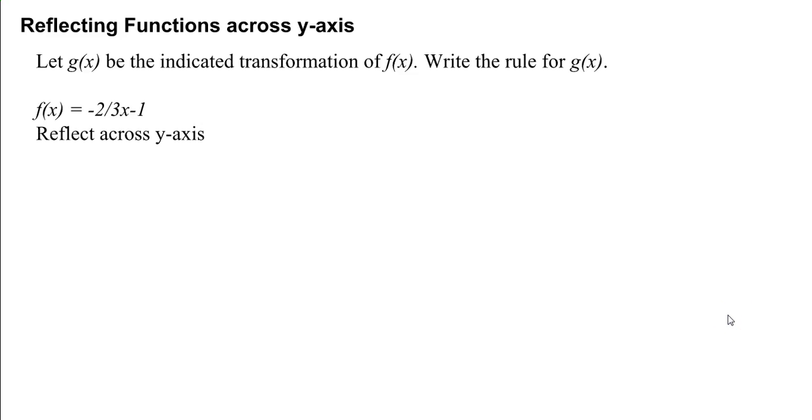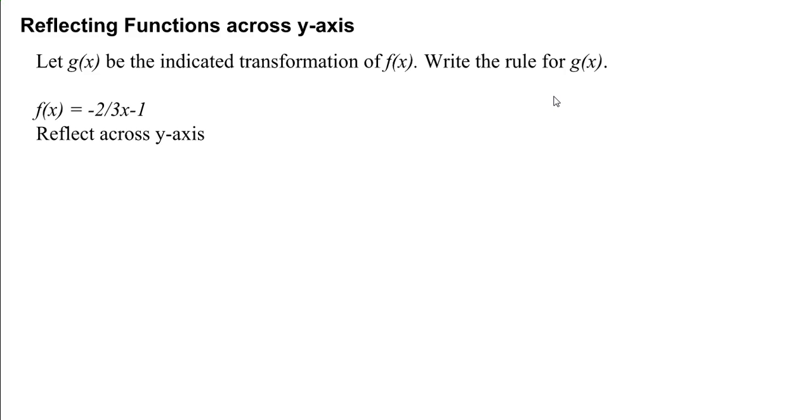Today we're going to be talking about reflecting functions across the y-axis and across the x-axis later in this video. So our first one says, let g of x be the indicated transformation of f of x. Write the rule for g of x. And in our last video, if you remember, write the rule for g of x means write the new function for g of x.